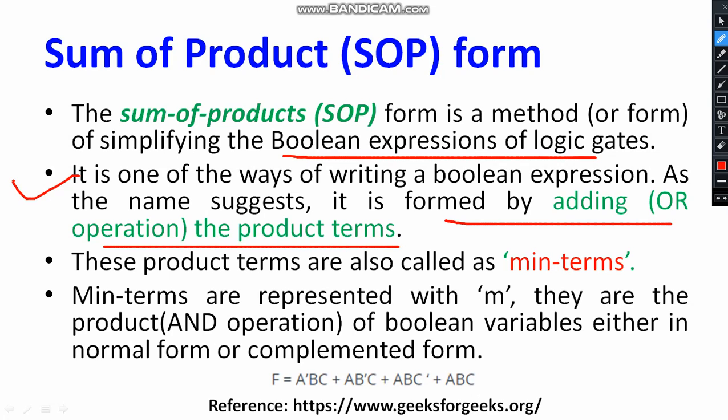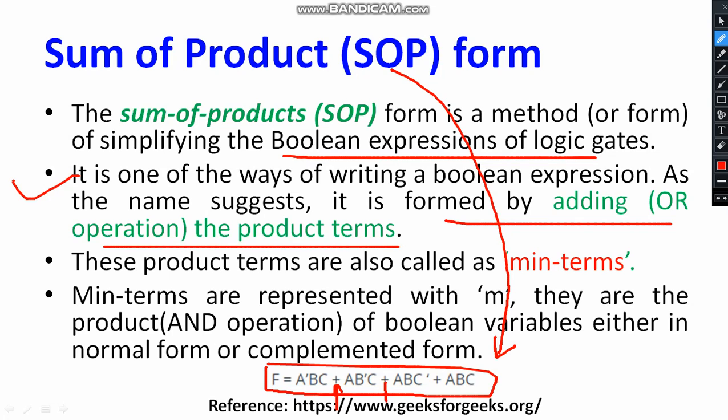Let me give one example. Consider the expression f is equal to a dash bc plus a b dash c plus a b c dash plus a b c. This is one example of sum of product. Why do you call it a sum of products? Because you can see these are the sums. Wherever the sum is there, you can call it an OR gate. OR gate should be there.